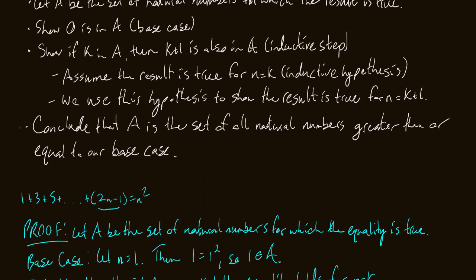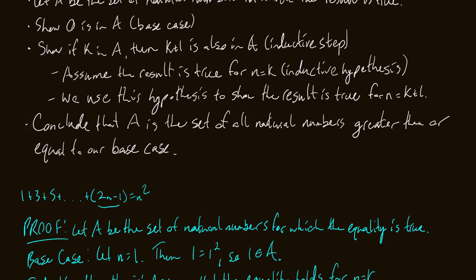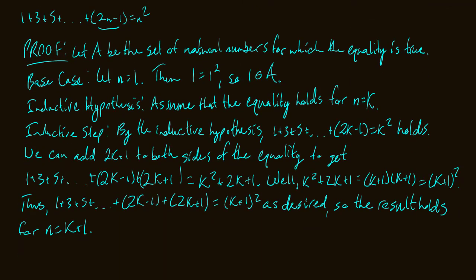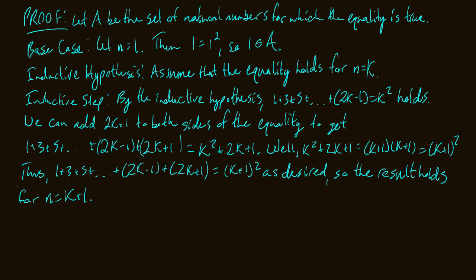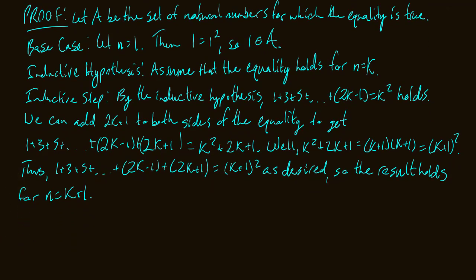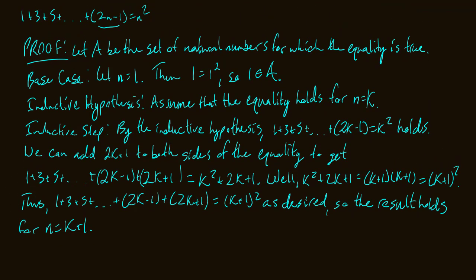We use this hypothesis to show that the result is true for n is equal to k plus 1. And now, finally, we conclude that A is the set of all natural numbers greater than or equal to our base case, which is 1, right? And why can we do that? Before I write that out, why is it that we can do that? Well, like I said before, when we assume that the equality holds for n equals k, we can do that because of our base case, right? Because k can be 1, because we showed that 1 is in A.